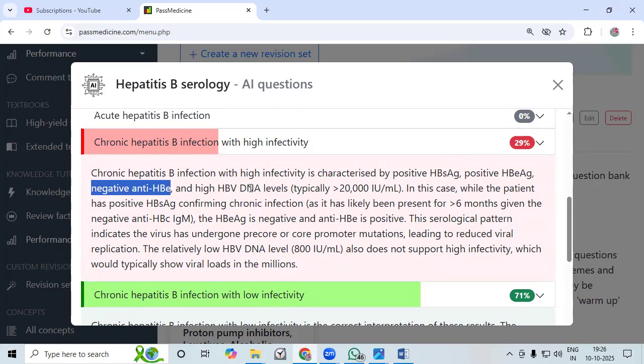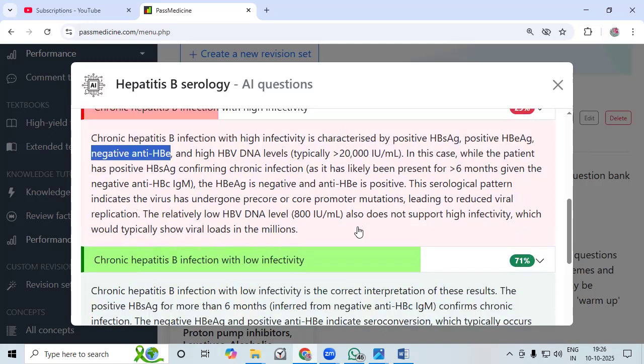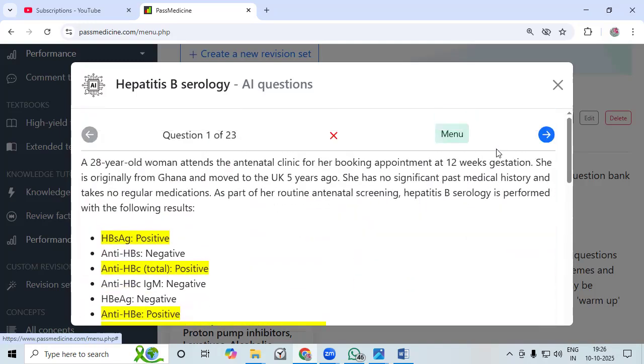So high HBV DNA, also more than 20,000 international units per ml. So in this case, while the patient has positive HBs antigen confirming chronic infection, the anti-HBe is negative and HBe antigen is positive. You got the concept. We'll see one more question.